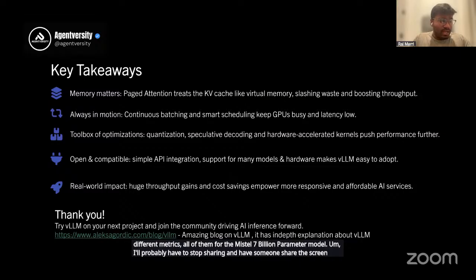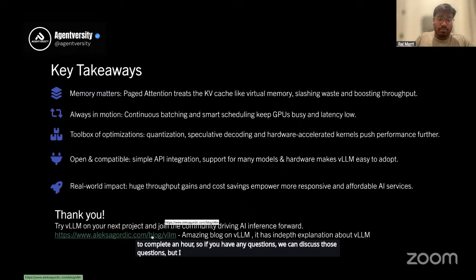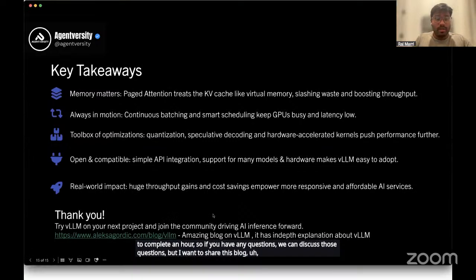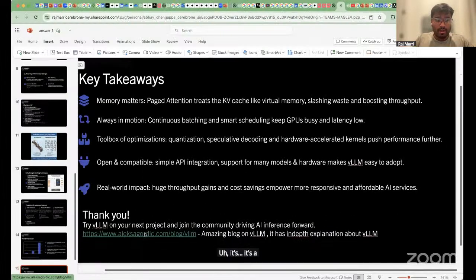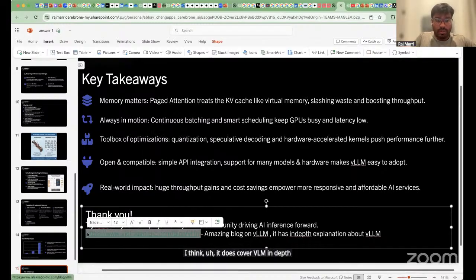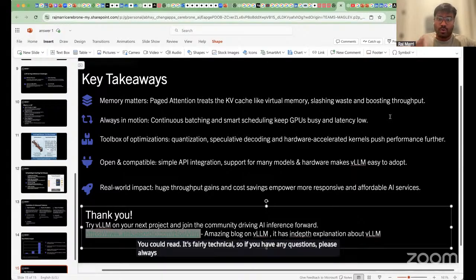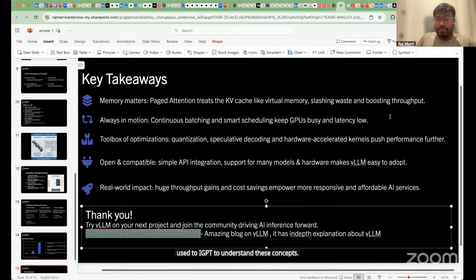Before that, I think we have 5 more minutes to complete an hour. So if you have any questions, we can discuss those questions. But I want to share this blog with everyone. It's a great blog. I think it does cover vLLM in depth, so you could read. It's fairly technical. So if you have any questions, please always use ChatGPT to understand these concepts in depth.